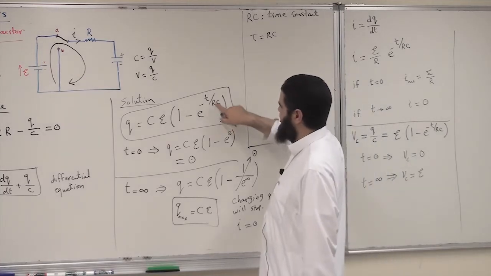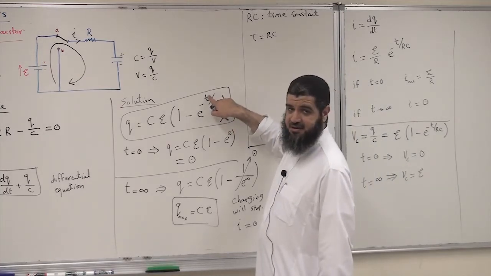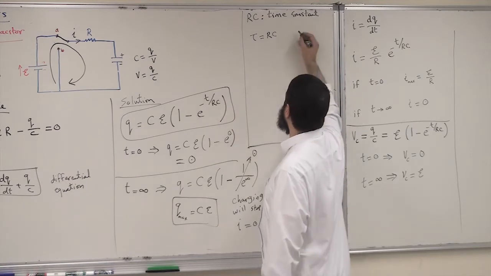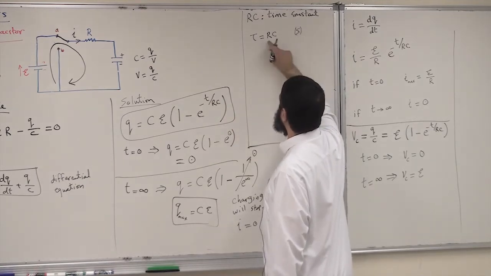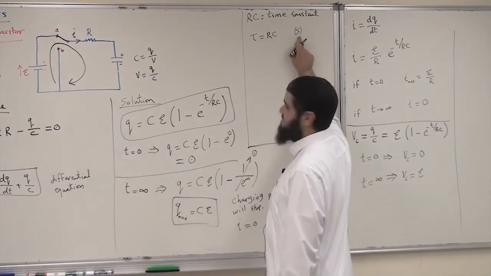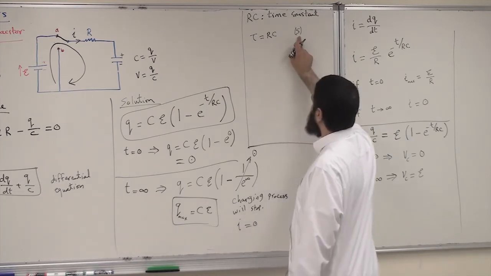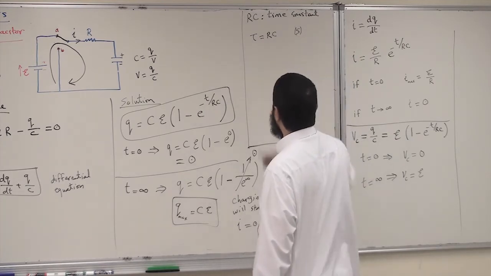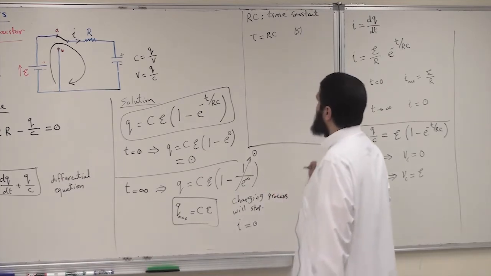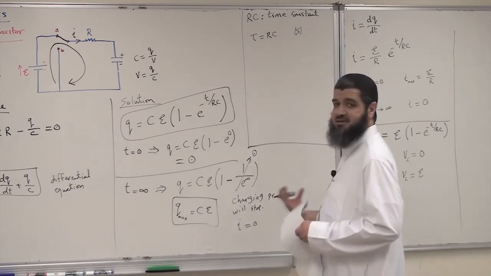What is the unit of this time constant? It should have the same unit as the time. Okay, so it has units of seconds. So ohm multiplied by farad, this is nothing but a second. Okay, and it tells us how long it takes to charge a capacitor.